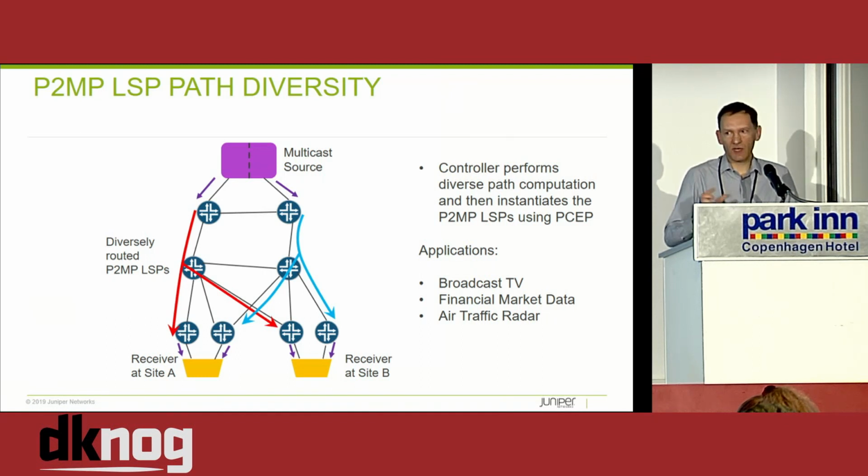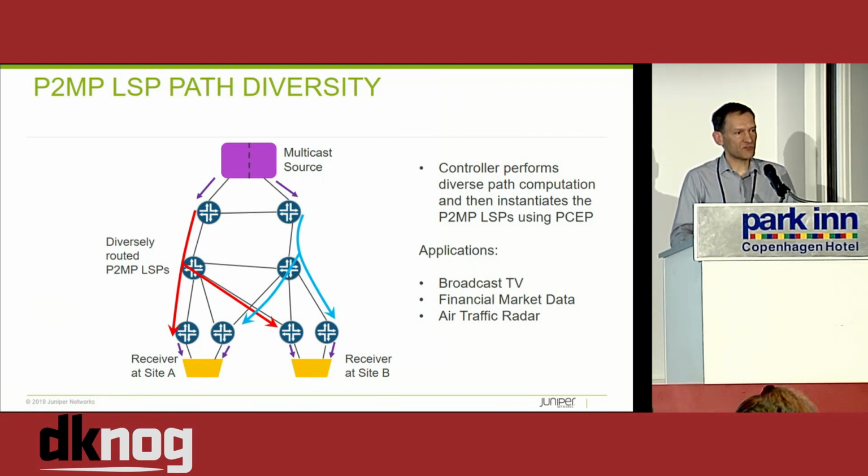But if something breaks in the network, then at most one of the P2MP LSPs will be affected and not the other. So at the application layer, you're still receiving a continuous stream of packets on one P2MP LSP or the other. So from the application level point of view, you don't notice any glitch in your traffic flow.